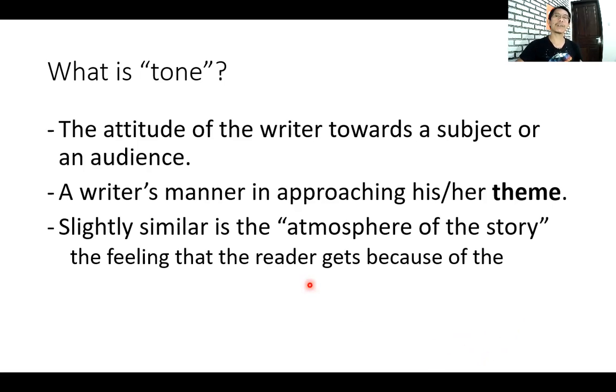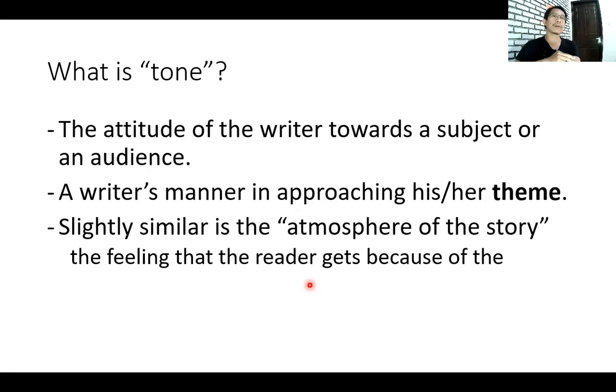And the term tone is quite similar to the term atmosphere. I believe you are also familiar with the term atmosphere in reading stories. The tone is related to the work, okay? It's related to the work. It's about how the work approaches a theme or how the work approaches a subject. But atmosphere is different. It's closer to us readers. It is what we feel when we read a short story or a novel or a poem.